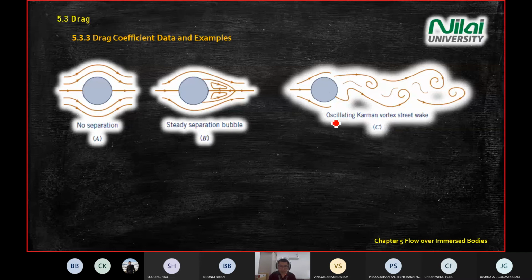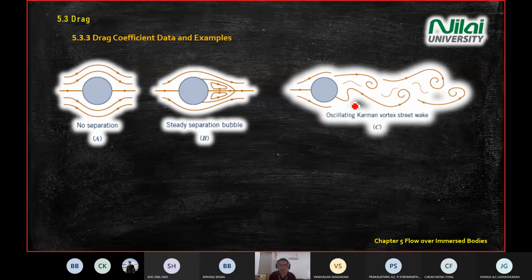And if you have a further scenario, usually it's a process from A, B to C. If you have an ideal case, meaning at a certain velocity, you will have an ideal case where you don't have a separation. Then by some setting, for example, you change the velocity, you change the Reynolds number, then you will have some separation bubble happen. And then if you further increase the velocity, then you have turbulence after the object. So this phenomenon is called oscillating Karman vortex street wake.